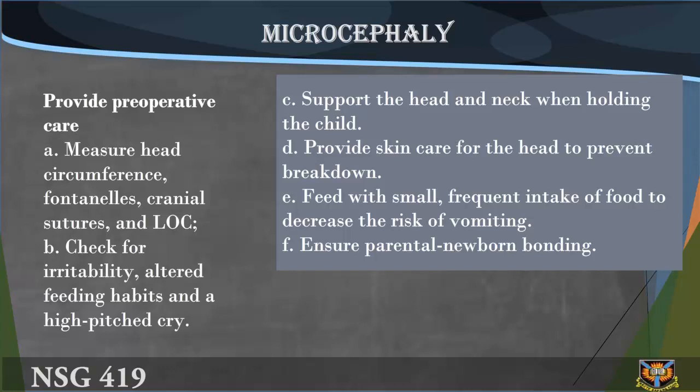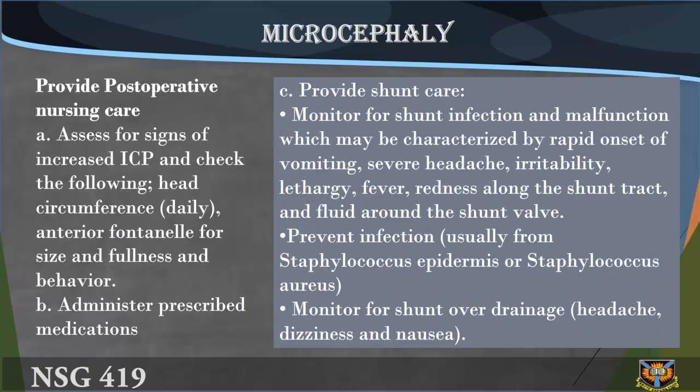Measure head circumference, fontanelles, cranial structure, and LOC. Check also for irritability, altered feeding habits, and a high-pitched cry. Support the head and neck when holding the child. Provide skin care for the head to prevent breakdown. Feed with small frequent intake of food to decrease the risk of vomiting. Ensure parental newborn bonding.